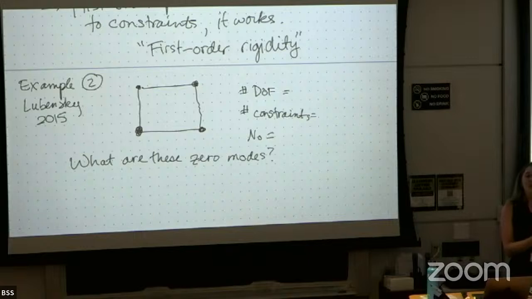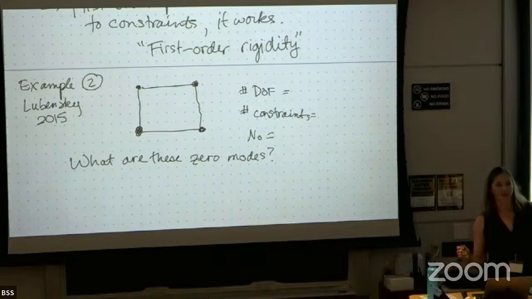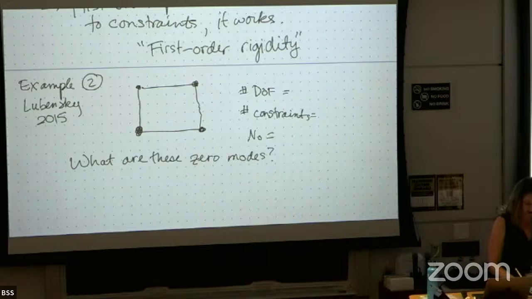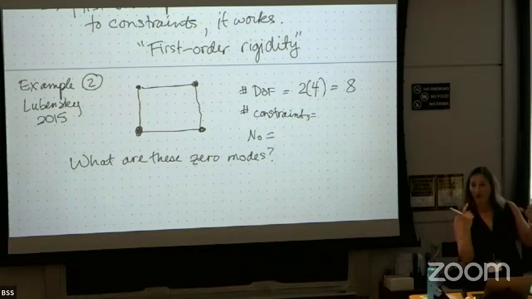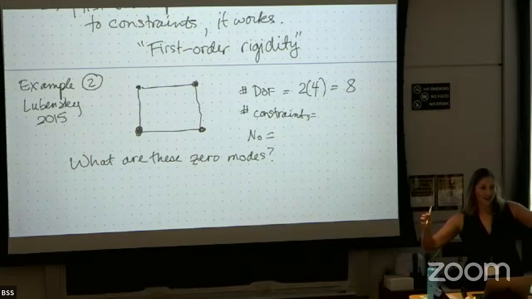Okay, all right, folks. So how many degrees of freedom are there for this 2-dimensional set of 4 vertices? 8, right? Because it's 2 dimensions times 4 vertices, and that's 8 degrees of freedom. Perfect. Good job. You were listening. Okay. How many constraints are in this 4-bar network?